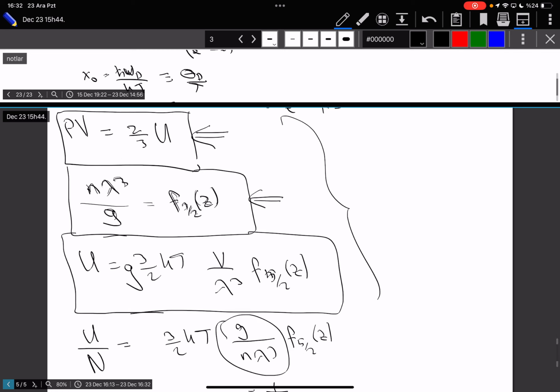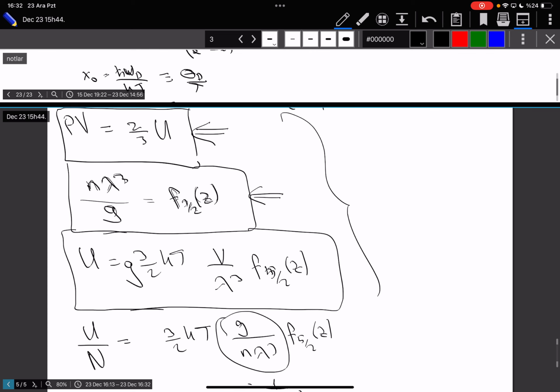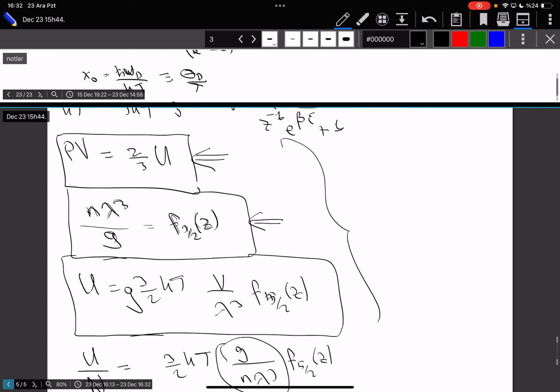If z is small, that equation tells me that z is approximately equal to n, the number density, times the de Broglie wavelength cubed. And that number should be small for us to recover the classical limit. Well, you see, that number is small. z would be small if n lambda cubed is small.